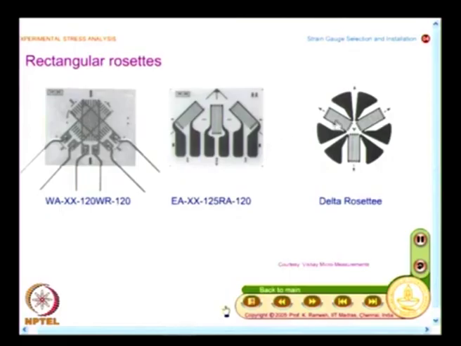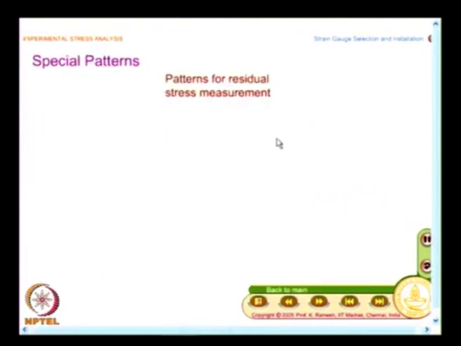And you also have another variation, that this is a delta rosette, which is better than a rectangular rosette when you want to find out what happens at the point of interest, because that is enclosed by all the 3 strain gauges. So, this again, selection of delta or rectangular is dictated by your strain field, you need to select appropriately. Also the installation considerations can decide one way or the other. Then you have very special patterns.